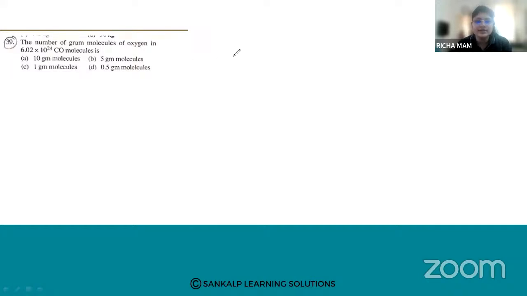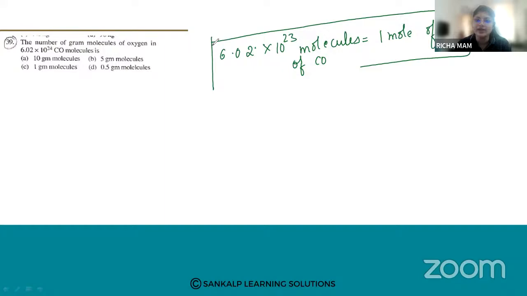So 6.02 into 10 raised to 23 is what? It is the Avogadro's number, right? 6.023 into 10 raised to 23. So this much molecules of carbon monoxide is what? It is 1 mole, right? So 1 mole of carbon monoxide means 6.023 into 10 raised to 23 molecules of carbon monoxide. So this is Avogadro's number. So whenever we are calculating 1 mole, you have to consider it to be the Avogadro's number.